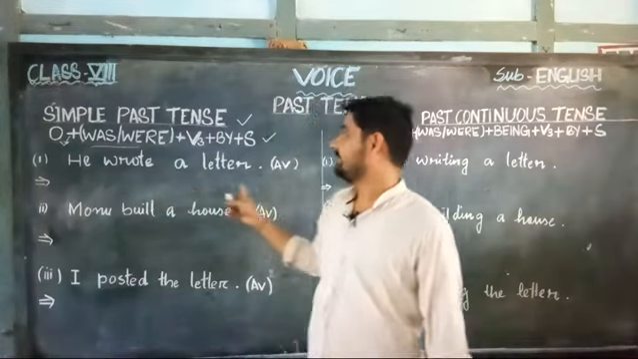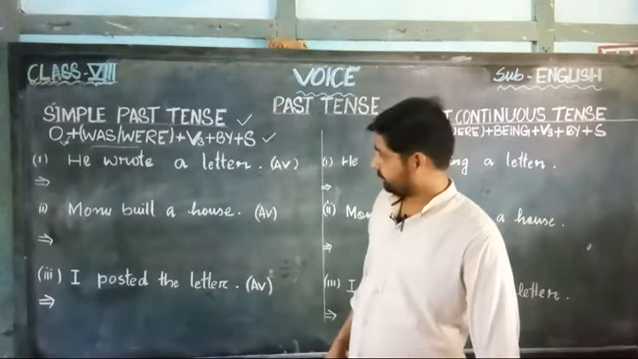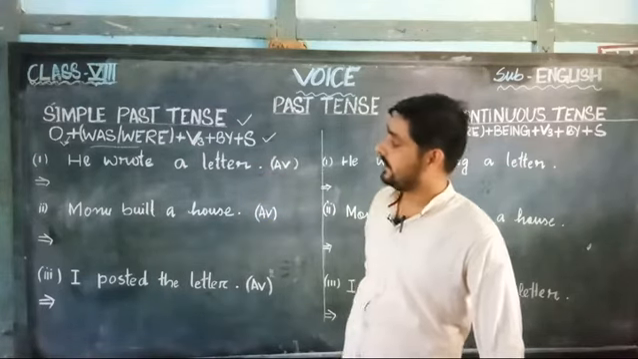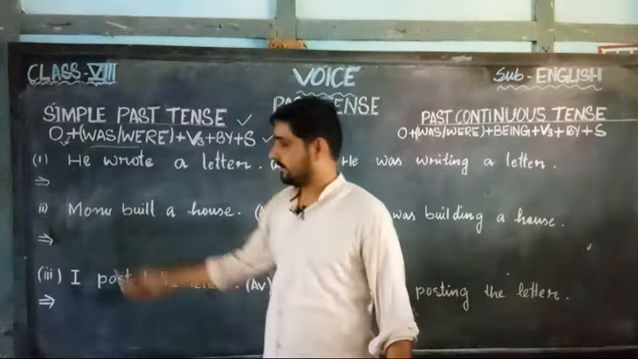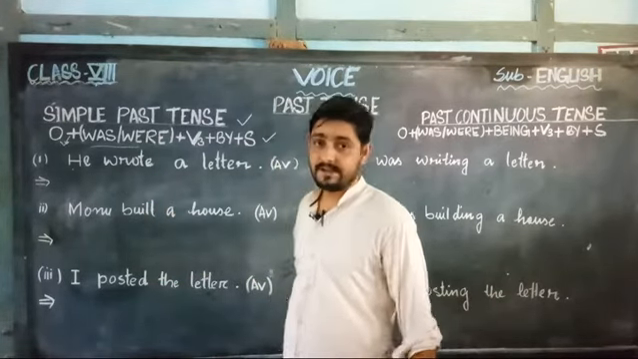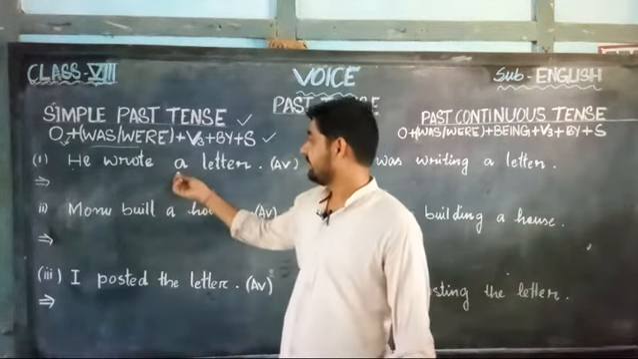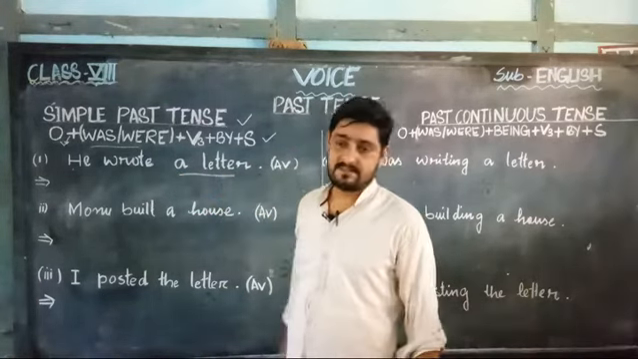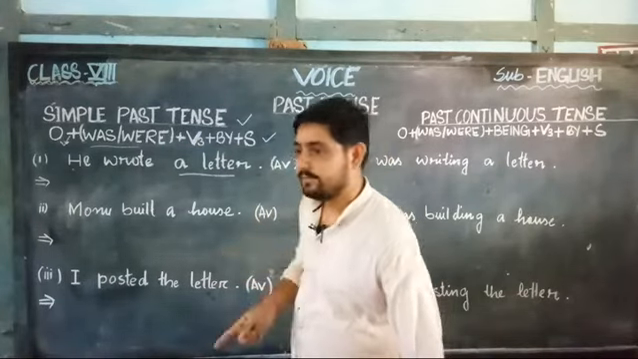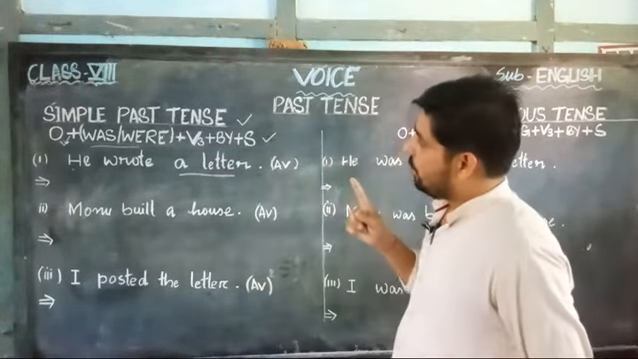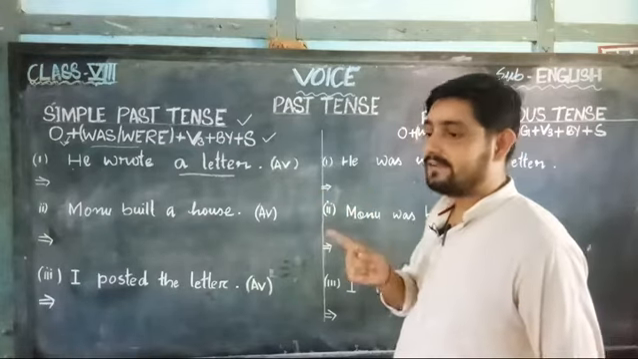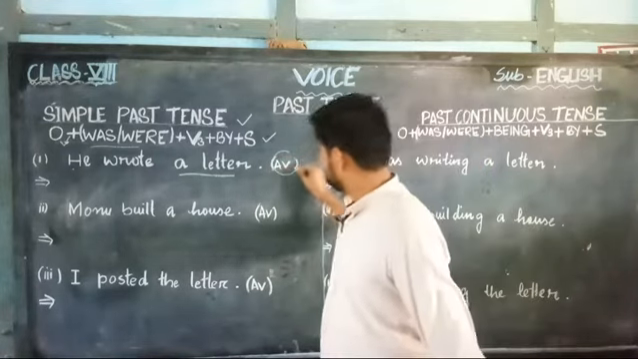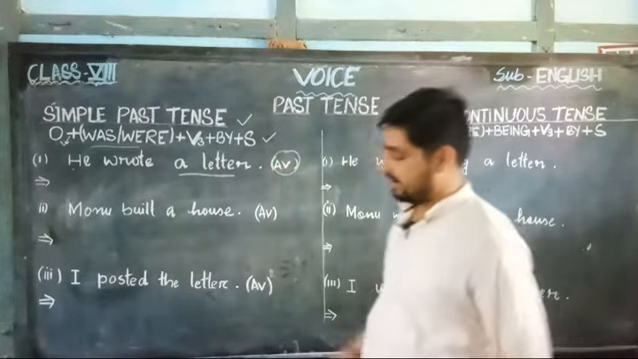He wrote a letter. In simple past tense, first we get the subject, then V2, the second form of the verb, then the object. This is the structure of a sentence in simple past tense in active voice.